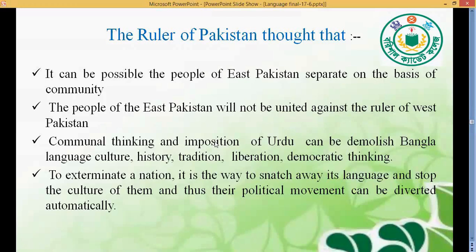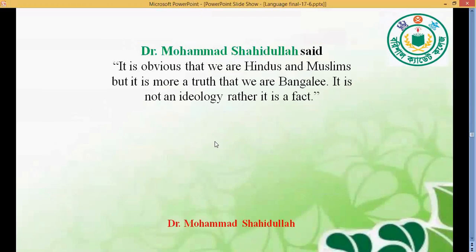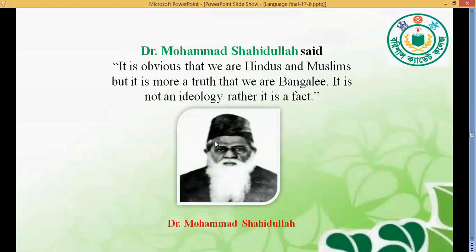Number three, communal thinking and imposition of Urdu could demolish Bangla language, culture, history, tradition, liberation, and democracy. Number four, they also thought that the way to exterminate a nation is to snatch away its language and stop its culture, and thus their political movement could be diverted. So, Dr. Muhammad Shahidullah said, it is obvious that we are Hindu and Muslims, but it is more a truth that we are Bangali. It is not an ideology, rather, it is a fact.